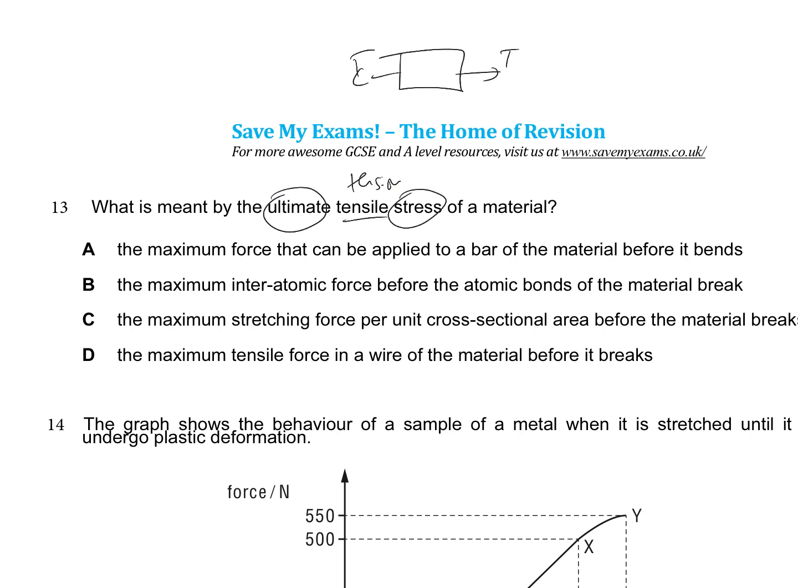The maximum force that can be applied to a bar of the material before it bends. No. The maximum interatomic force between the atomic bonds of the material before they break. Yes, it's kind of touching the idea, but it hasn't talked about area, and stress is specifically force over area. Maximum stretching force per unit cross-section area before the material breaks. Yes, that sounds good. Answer C. The maximum tensile force in a wire of the material before it breaks. Almost true, but it doesn't mention area, so no.